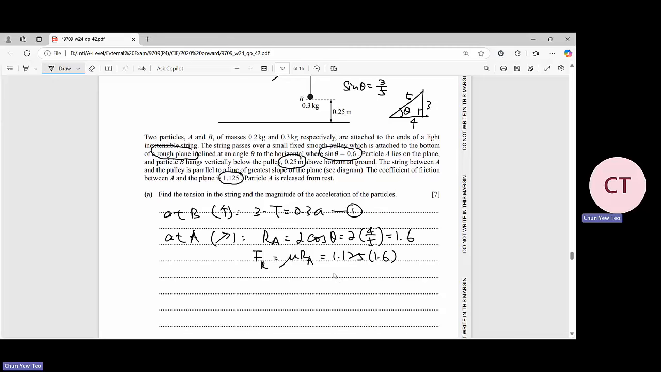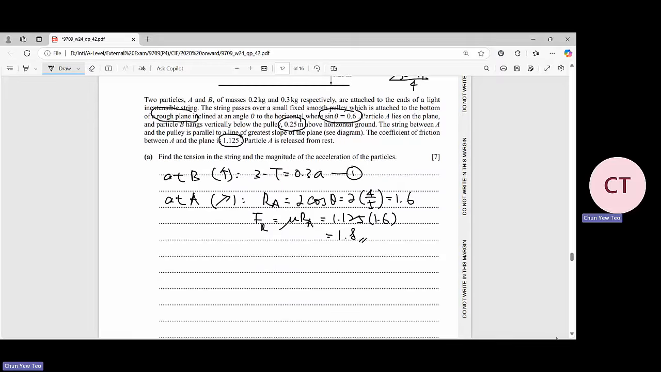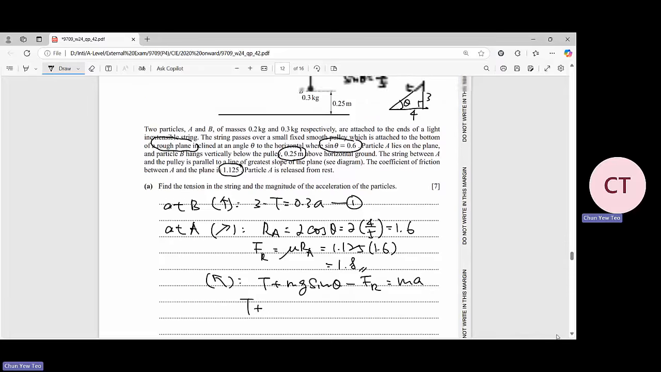Okay, then you can get 1.8 Newton. That is your frictional force. And if you resolve the forces parallel to the plane, you will get that the tension plus the mg sine theta minus the frictional force will be equal to ma. Okay, so the tension, we do not know the tension.